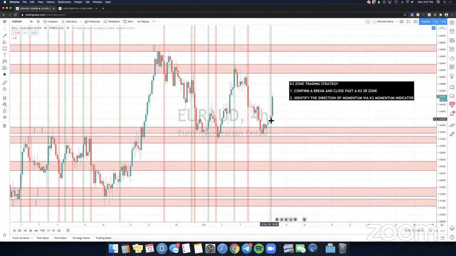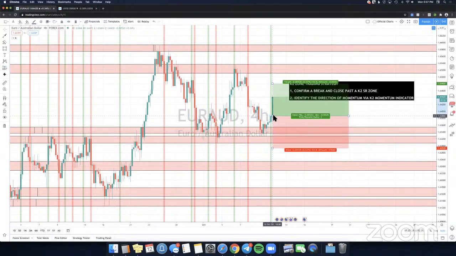So basically, what you're waiting for is price to break and close past the K2SR zone. So price came within a zone right here, and then it closed above it. Next, you want to identify the direction of momentum. So right here, we had a buy momentum candle, right? You would have entered a buy right there.